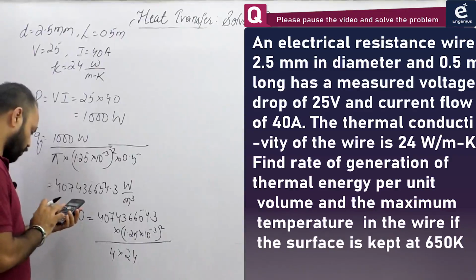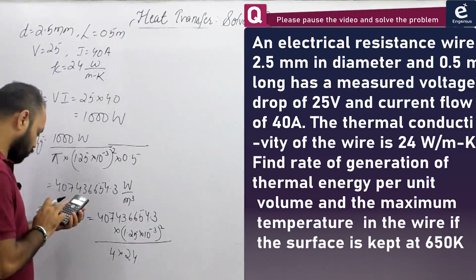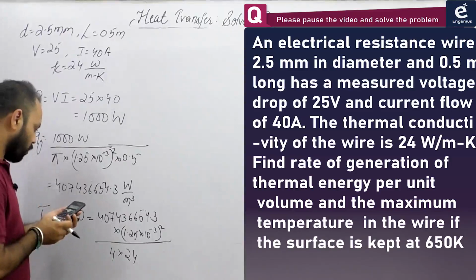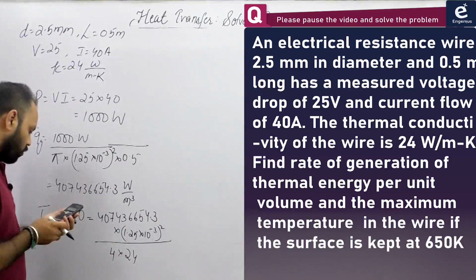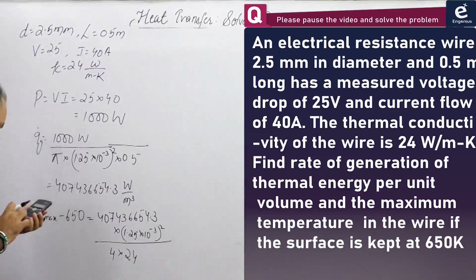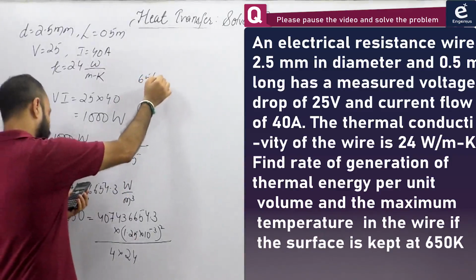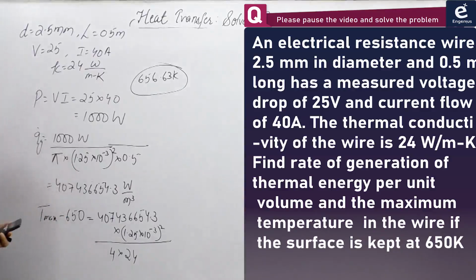125 square and that multiplied by 407436654.3 and that divided by 4, that divided by 24. 6.63 plus 650 Kelvin, the answer I am getting is 656. The maximum temperature is 656.63 Kelvin, which will be at the center of the wire, right?